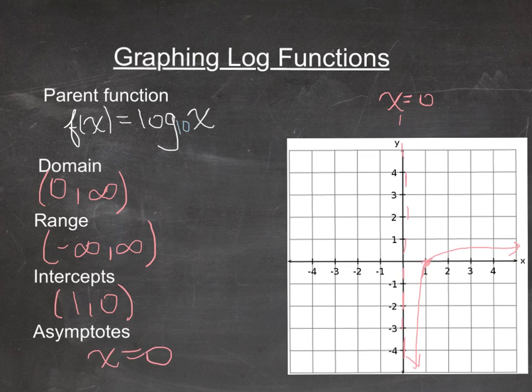So you can see that everything is the inverse of an exponential function. The domain and the range flipped. The intercept in an exponential function was 0, 1 instead of 1, 0, and the asymptote in an exponential function was y equals 0 instead of x equals 0. Okay, so let's see some examples of what happens when we shift the graph up, down, or left and right.